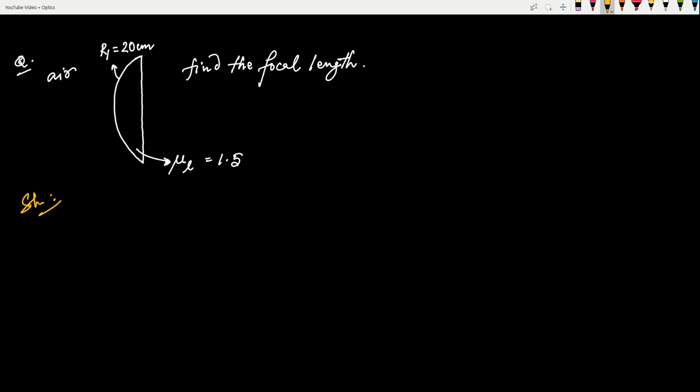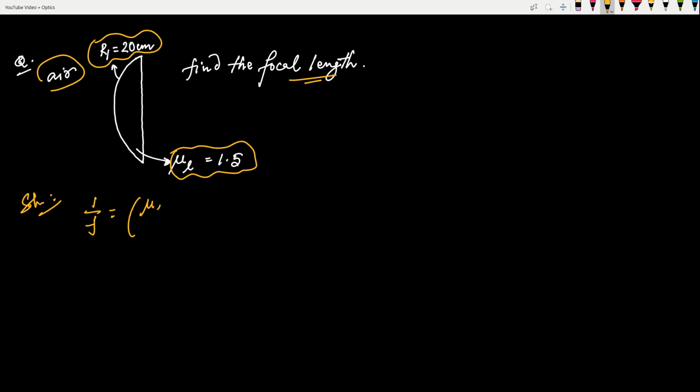As you can see, it's given that the radius of the first surface is 20 centimeter and the refractive index of the lens is 1.5. So what will be the focal length? This is the question, and the lens is kept in air. It's very simple, just use the formula and you'll get the answer. The formula is Lensmakers formula: 1 by f is equal to the refractive index of the lens divided by the refractive index of the medium in which the lens is kept, minus 1, multiplied by 1 by r1 minus 1 by r2.